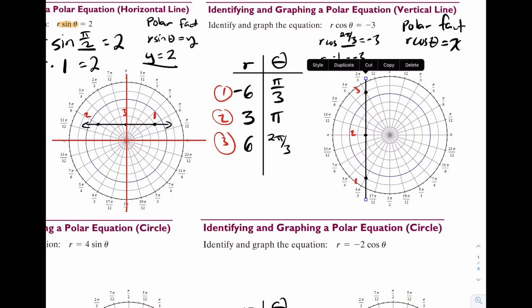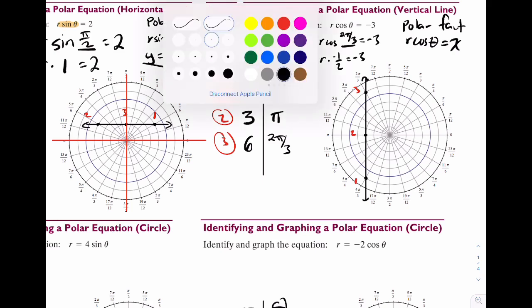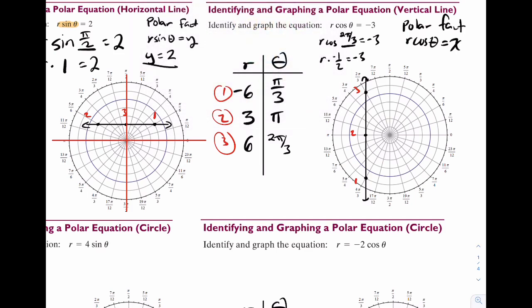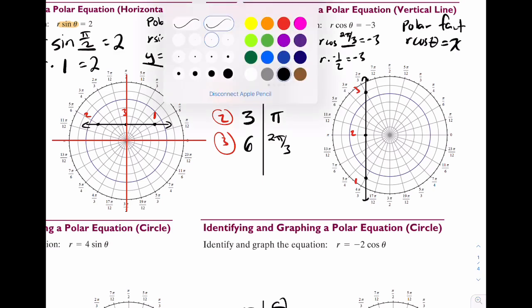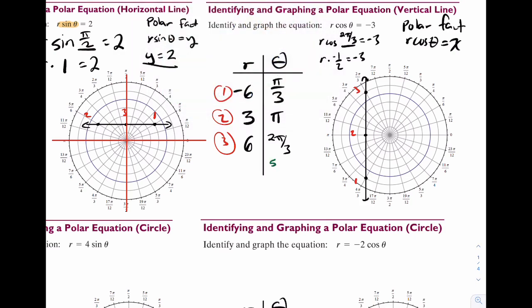And there it is. Now a lot of people ask, how do you know what coordinates to pick? And again, we're trying to pick things that make nice numbers, like half or 1. But you'll notice that I did not pick 5 pi over 3. So I'll put this in green. 5 pi over 3. Now you're going to see why I didn't do that right here.